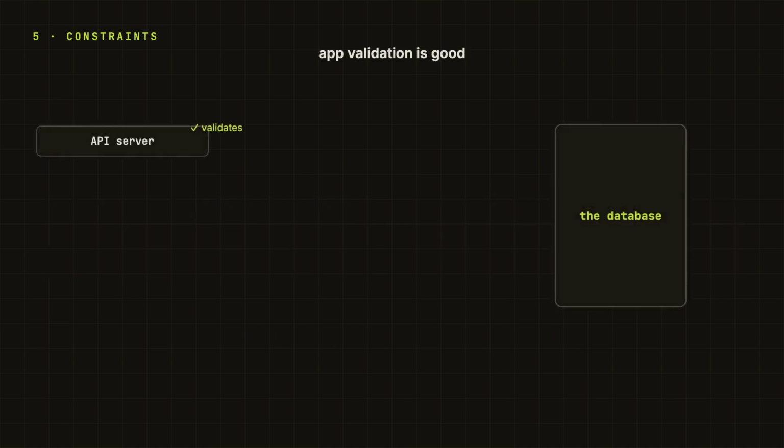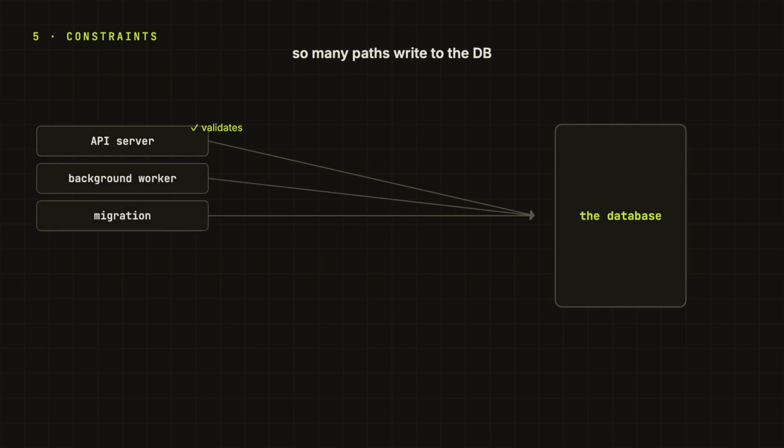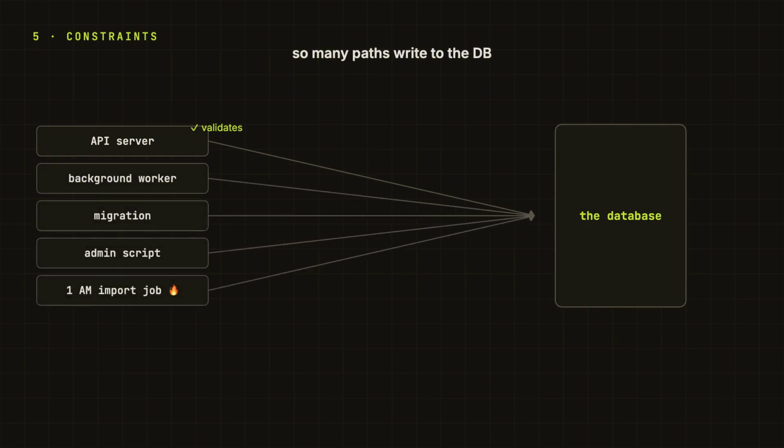At a high level, app validation is good. We should check inputs before we write. But it is not enough by itself because real systems do not have only one clean path into the database. There is the API server, there is a background worker, there is a migration, there is an admin script, there is some import job that someone runs at 1 a.m. because production is on fire.